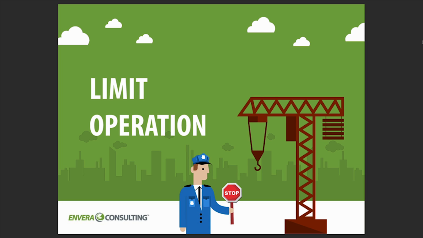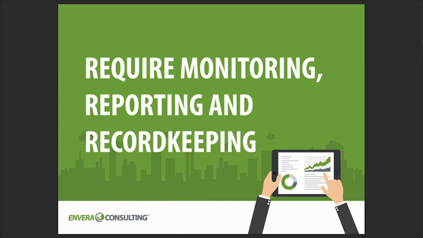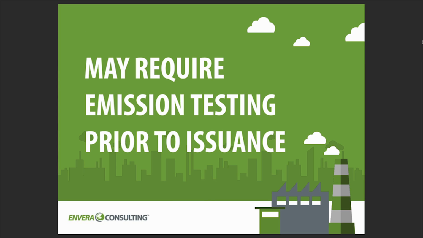Now, some of these conditions can limit operation, can limit the amount of emissions or the types of emissions that are allowed to be emitted from your piece of equipment, or the conditions may even require monitoring, reporting, and record keeping. And lastly, sometimes permit conditions may require emission testing prior to the issuance of the final permit.